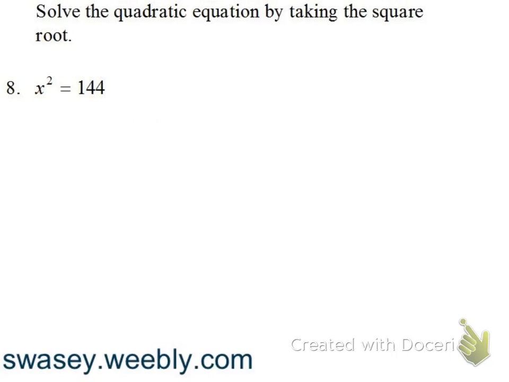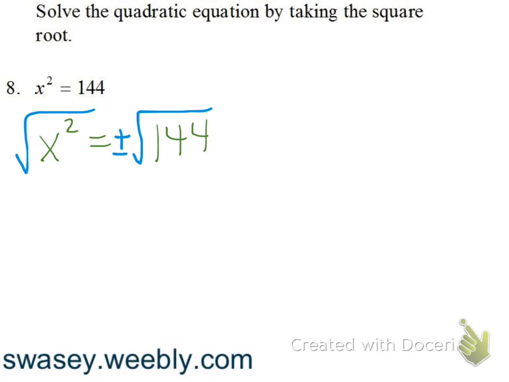Here we've got x squared equal to 144. To get rid of squared, we'll square root. If we introduce square root into the equation, we have to do positive or negative on one side, and we'll do that on the simpler side. Square root of 144 is 12, so we have positive or negative 12.